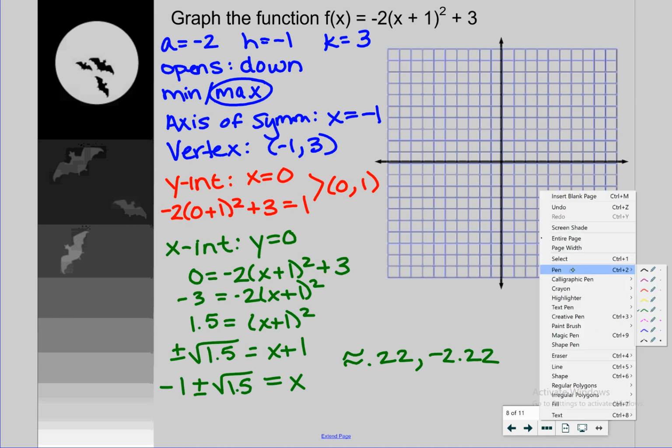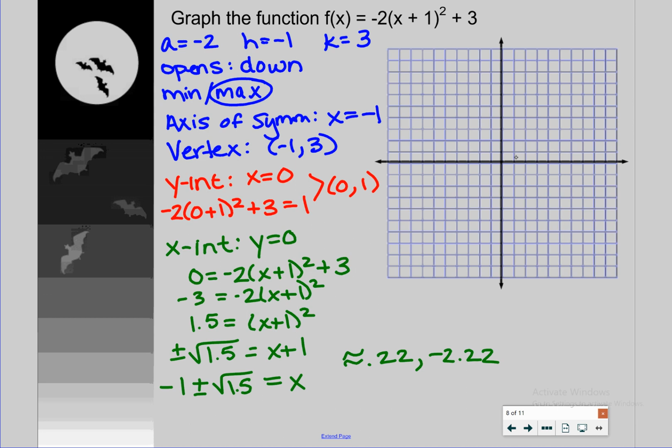Let's put it all together in the picture. My vertex is the most important part. (-1, 3). I know that that is the maximum point, so I know there shouldn't be anything above that. I know it's also going to be the middle of my parabola, and that is where the axis of symmetry, the line of symmetry, is located. I have a y-intercept on my y-axis of 1. I have x-intercepts of approximately 0.22 and -2.22. And that's enough to get a picture, which you can very easily check with the calculator if you want.